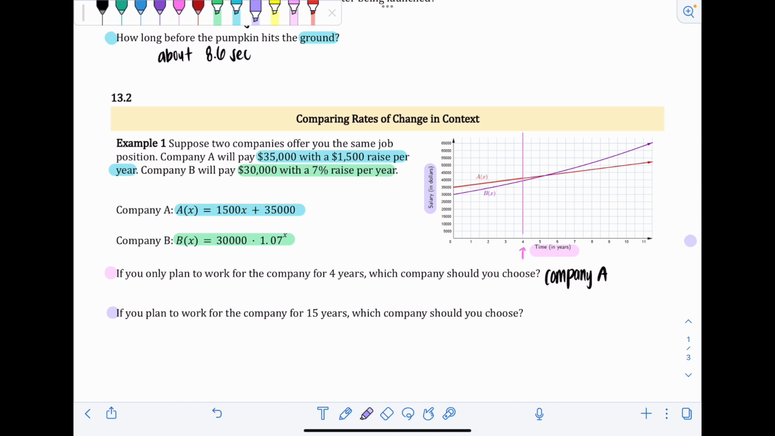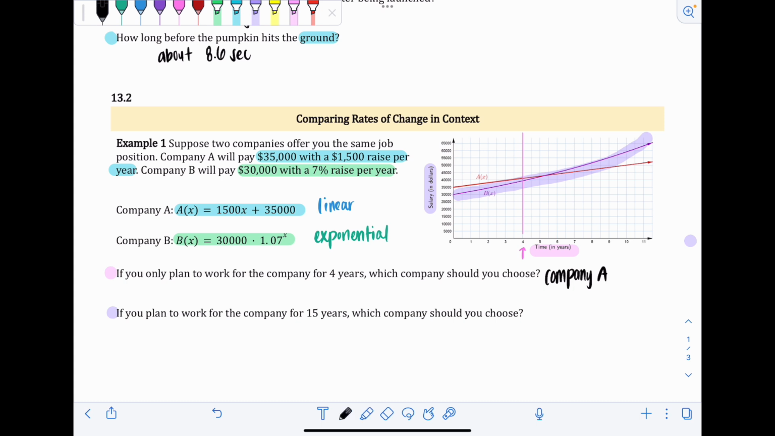Company B is exponential, so remember this one was exponential, and company A was linear, because you were getting the same amount of raise per year, versus company B where you were getting a 7% raise, so it's going to increase over time. Company B, you can see it starts to shoot up, especially towards the end of the graph. You're definitely making more money than company A, and the more time you work there, the bigger that gap is going to be, because it's growing at an exponential rate, so it's going to be increasing more quickly than the linear one.